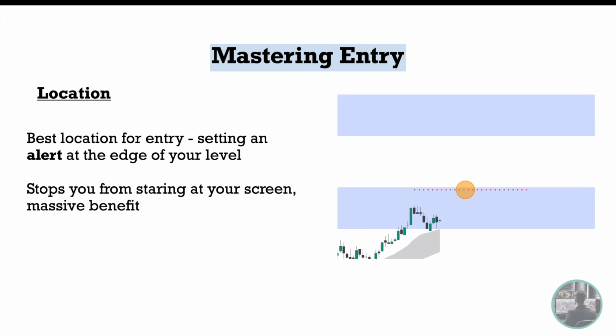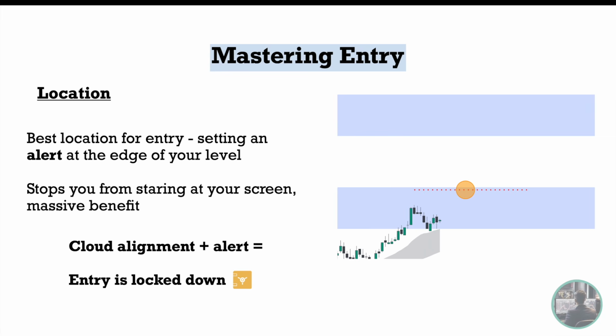Once the alert gets hit, and we see that the price has finally reached the edge of the level, then that tells us that the market is ready to break out and move to the next level. Now we have the timing of our entry and the location of our entry locked down. This basically eliminates all the errors that come from entering too early or entering at a bad spot.